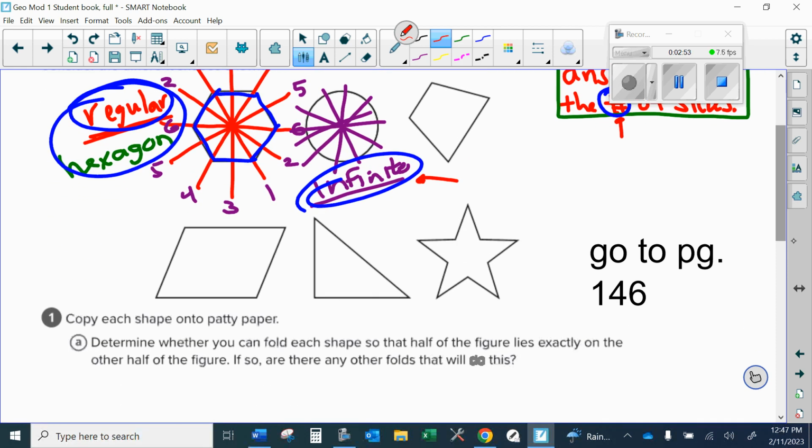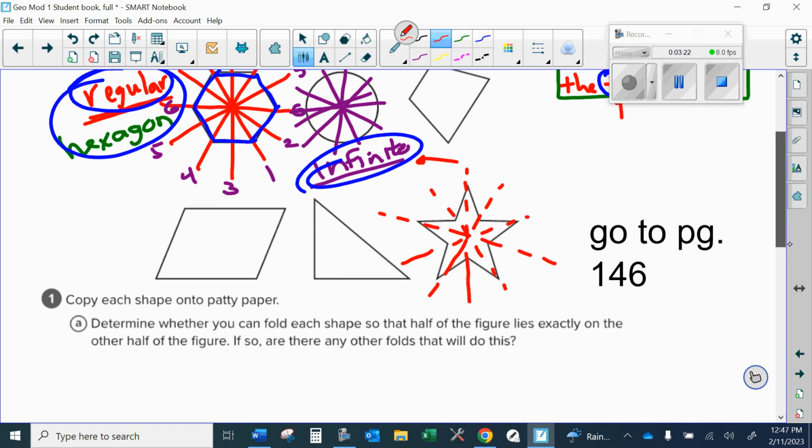Okay, so I did this star here. That would split it down the middle. In that spot, that would split down. There's 2, 3, 4, 5. Okay, 5 lines of symmetry right there. And notice there's 1, 2, 3, 4, 5 star pieces, I guess if you want to say it goes out. Okay, go to page 146.